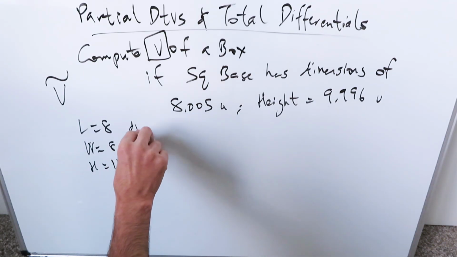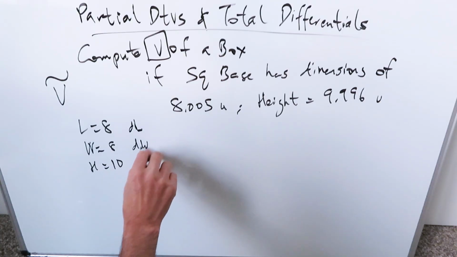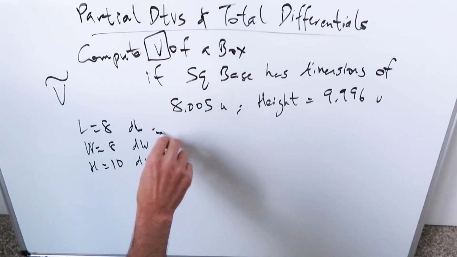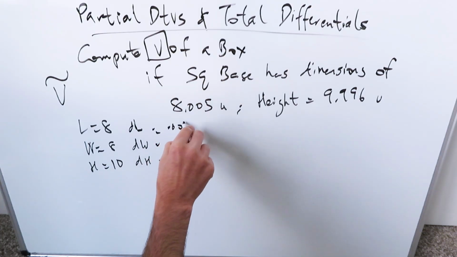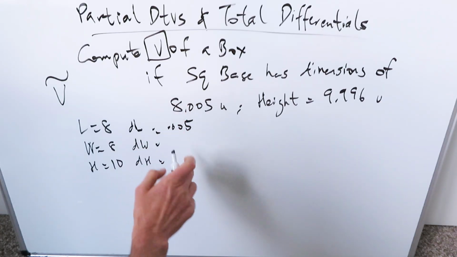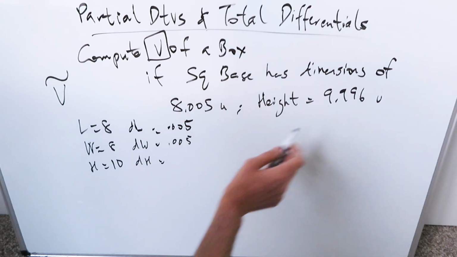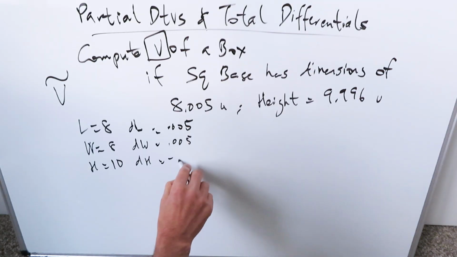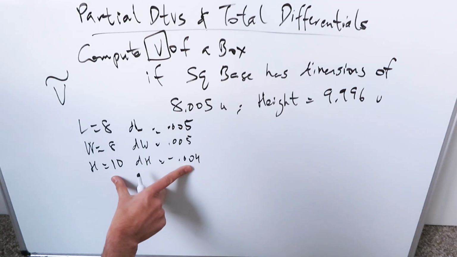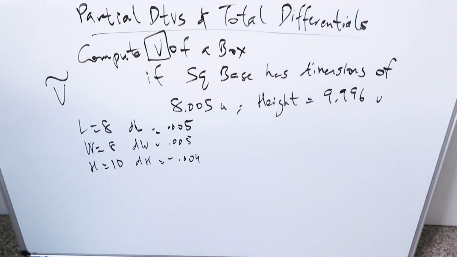What are my dL, my change in length, my change in width, and my change in height? You're just looking at this. This right here will be 0.005, this plus this will give you that. This here will be 0.005. This plus this will give you that. And this right here will be what? You'll do here minus 0.004. 10 plus minus 0.004 will give you 9.996.